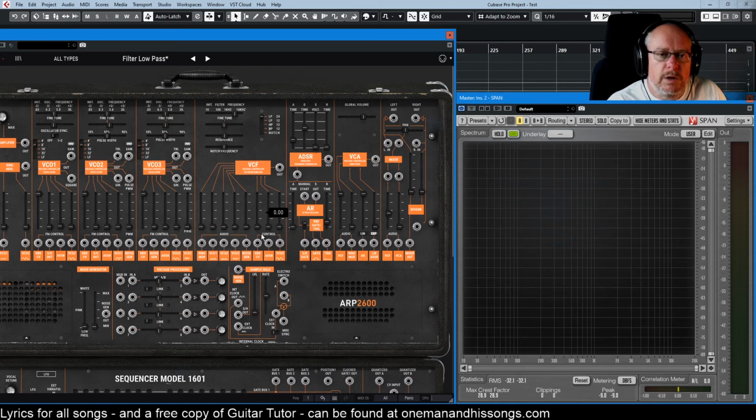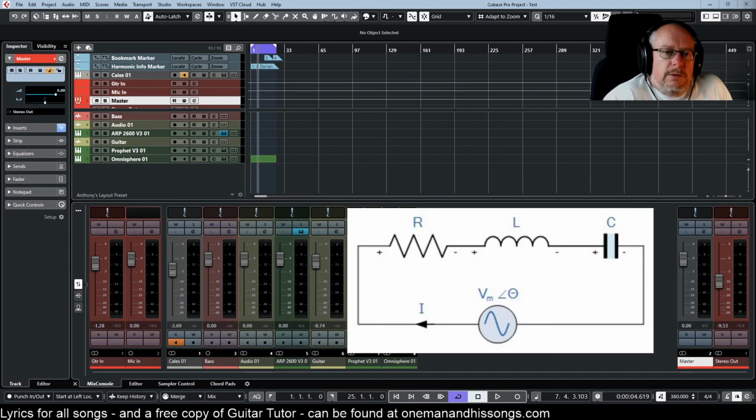What's going on? Why have we got that spike in the filter? Well, it turns out there's a pretty deep rabbit hole we can jump down if we want to, and we can get into some fairly deep electronics. Beyond my understanding, I'm no electronics expert, but I'll try to explain the principles to you. Filters in analog synthesizers are these things called RLC circuits.